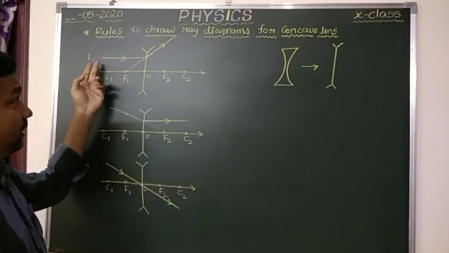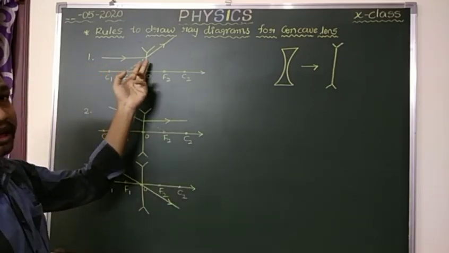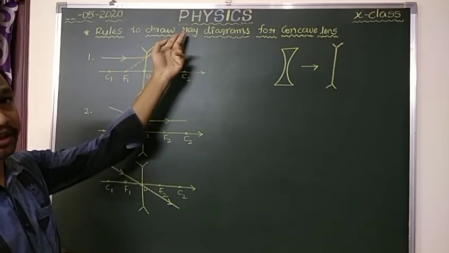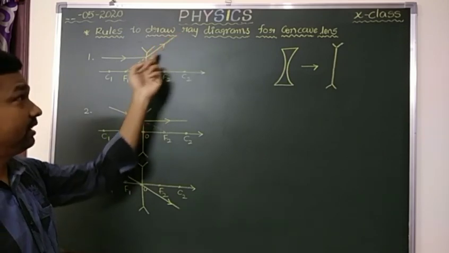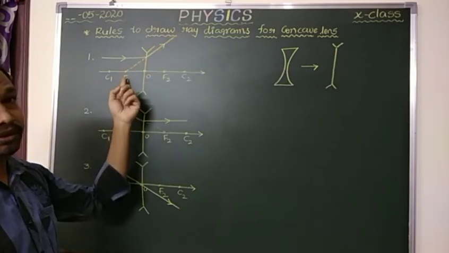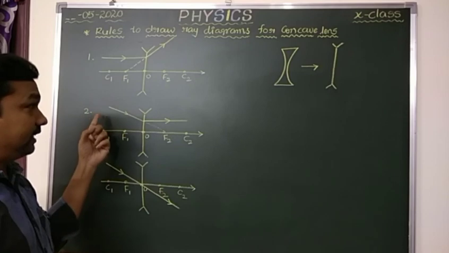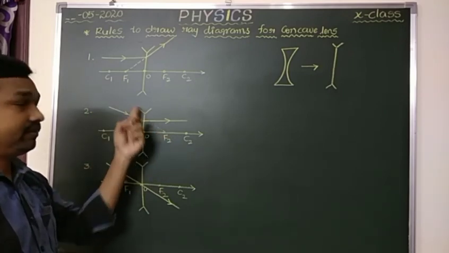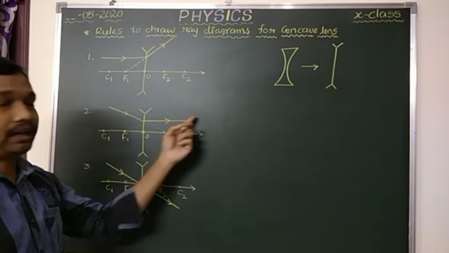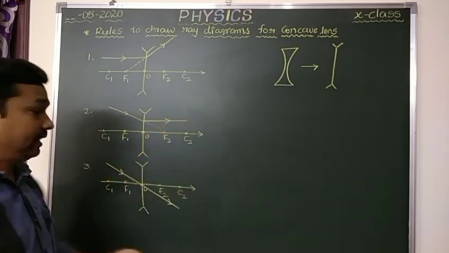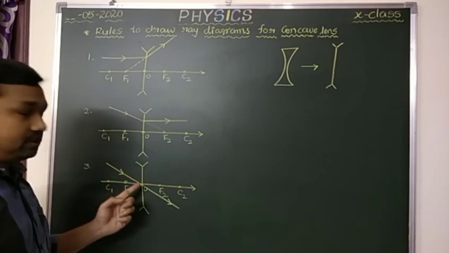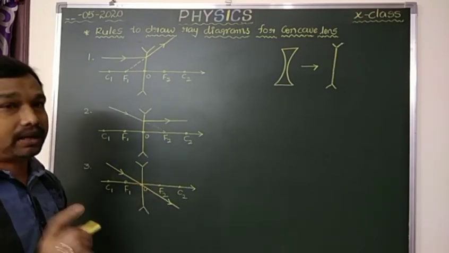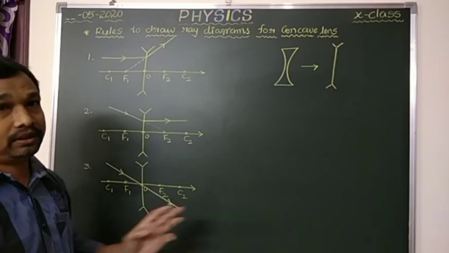Once again, a light ray moving parallel to the principal axis and incident on a concave lens gets diverged. The refracted ray diverges, and the diverging light ray appears to come from the focus point. Second rule, if a light ray appears to move toward the focus and gets refracted from the lens, it moves parallel to the principal axis. Third, if a light ray passes through the optic center, it passes without any deviation. These are the three rules for ray diagrams.